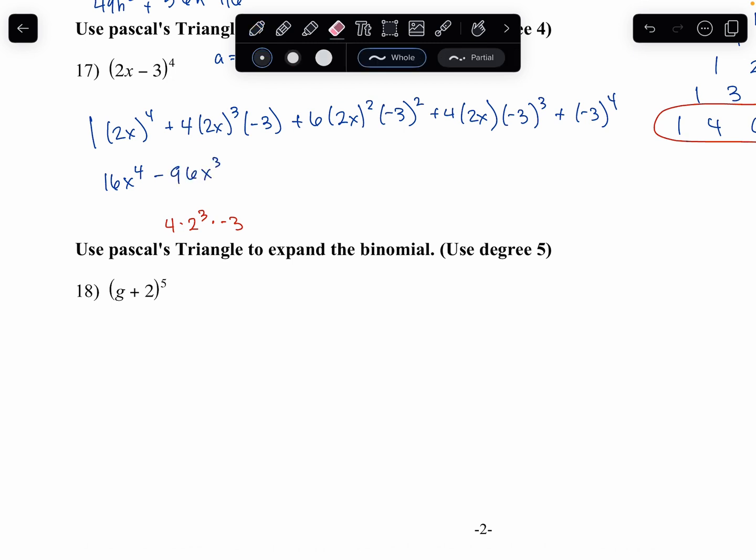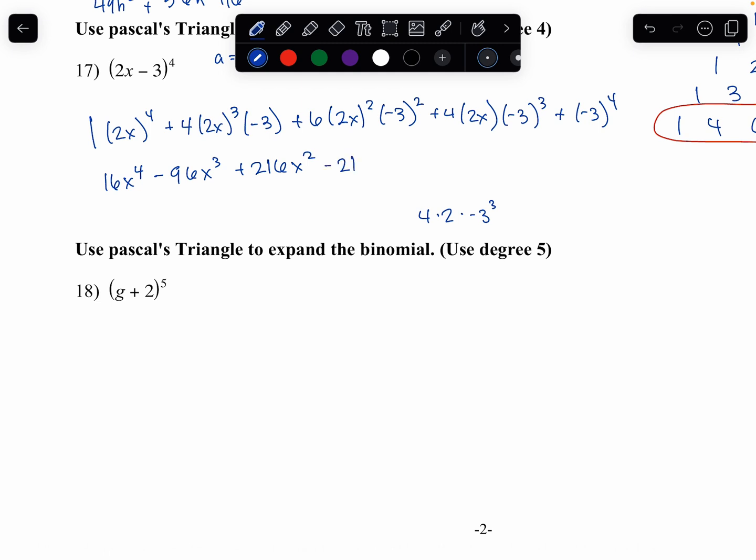Okay, going on to the next term right here. So again, I like to start with my coefficients. So I've got 6 times by 2 squared times by negative 3 squared. So 6 times by 4 times by 9, and that's going to be 216. So plus 216x to the second. And then moving on to the next term, we have 4 times 2 times by negative 3 cubed. So that's going to be 4 times 2 times negative 3 to the third. That's going to be negative 216.